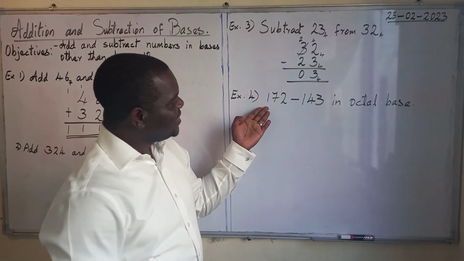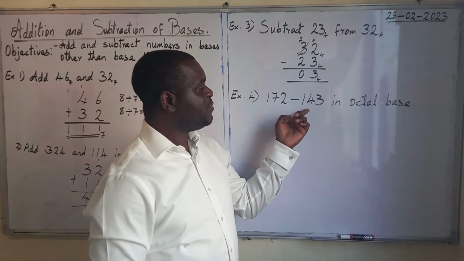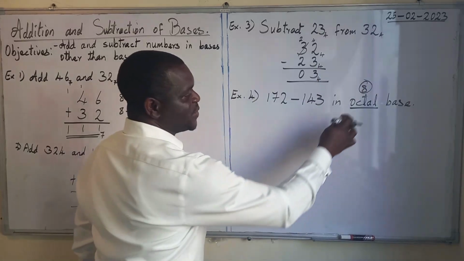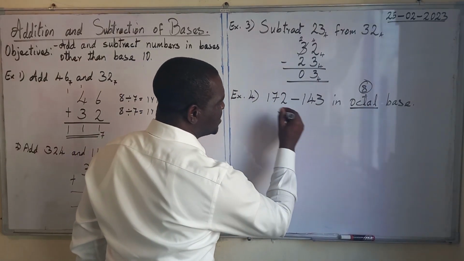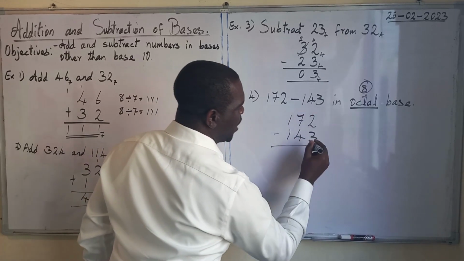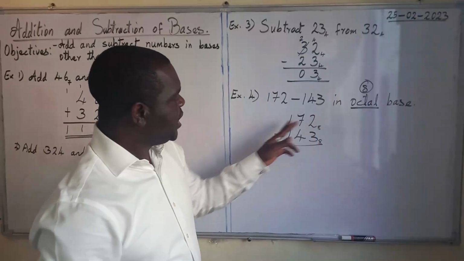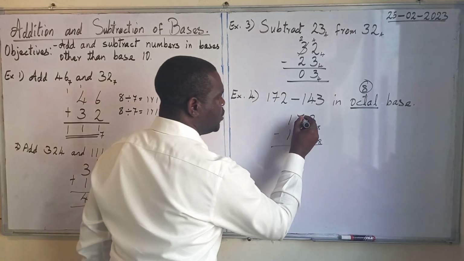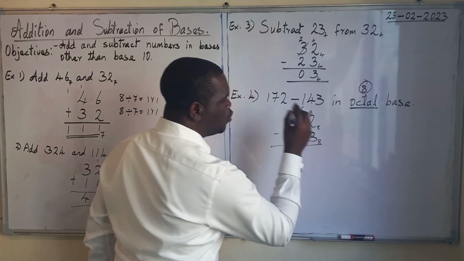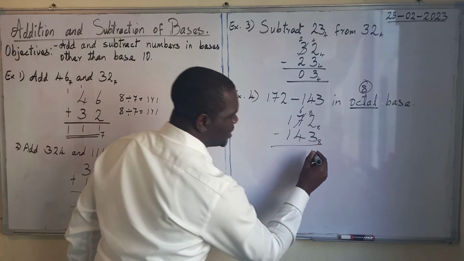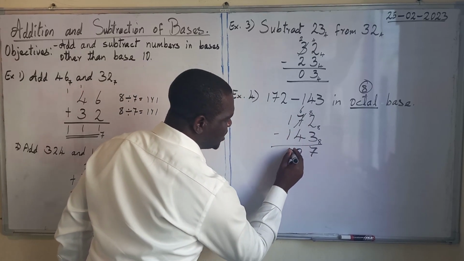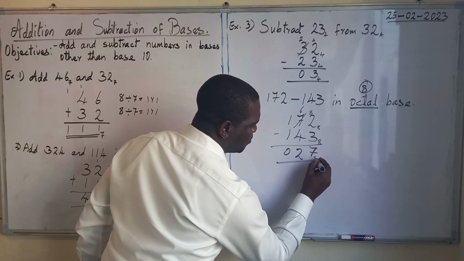Example 4 says 172 minus 143 in octal base. Octal base here means base 8. So take note of these terms. Now we arrange the numbers. We have 172, take away 143. Remember, we are operating in base 8. 2 take away 3, as we said, cannot go, and you are going to borrow from here. You'll be left with 6, and what you take is a group of 8. You add 8 to 2, which is 10. 10 take away 3 is 7. 6 take away 4 is 2, and 1 take away 1 is 0. So this will be the answer in base 8.